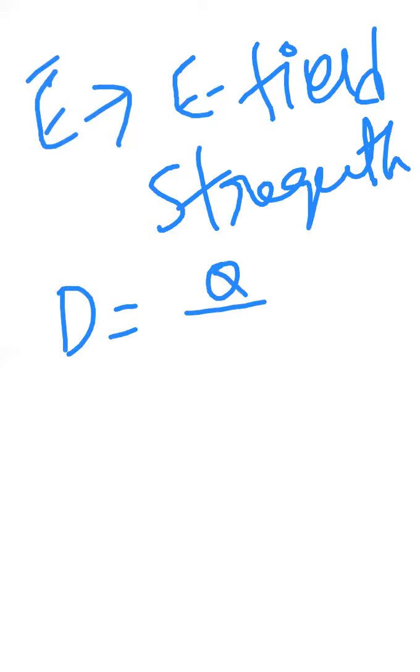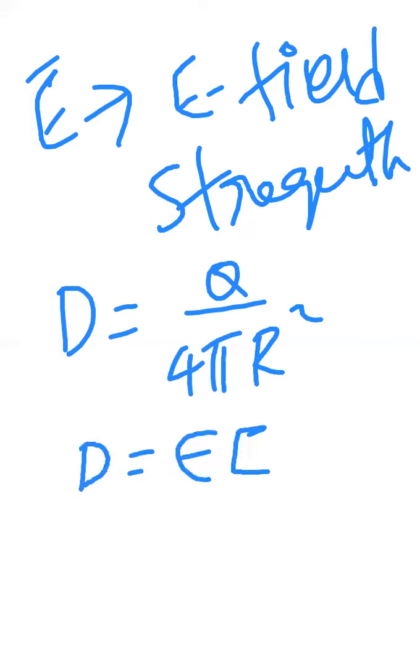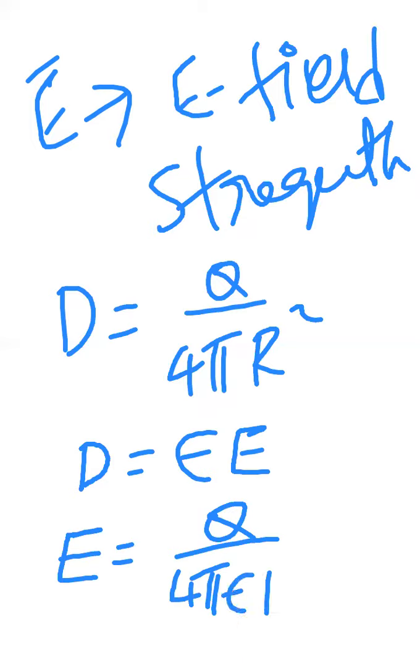Now we know what is D. D is equal to Q divided by 4 pi r square, because you are in a spherical system. Charge gives you the electric field radially in all directions, in three dimensions. That's why 4 pi is coming. Now what is the relation between the electric field and Q? The relationship is like this. D is equal to epsilon E. Then E is equal to what, sir? E is equal to Q divided by 4 pi epsilon r square.